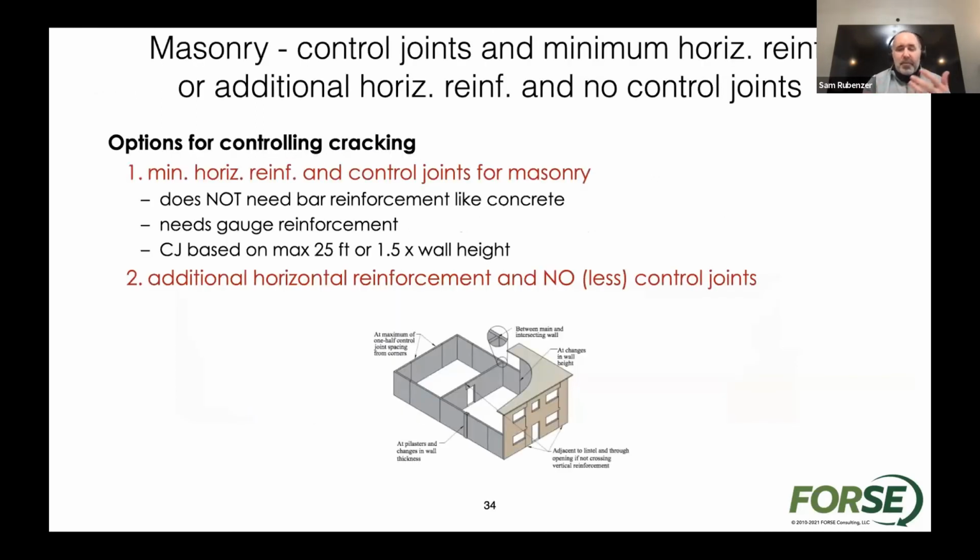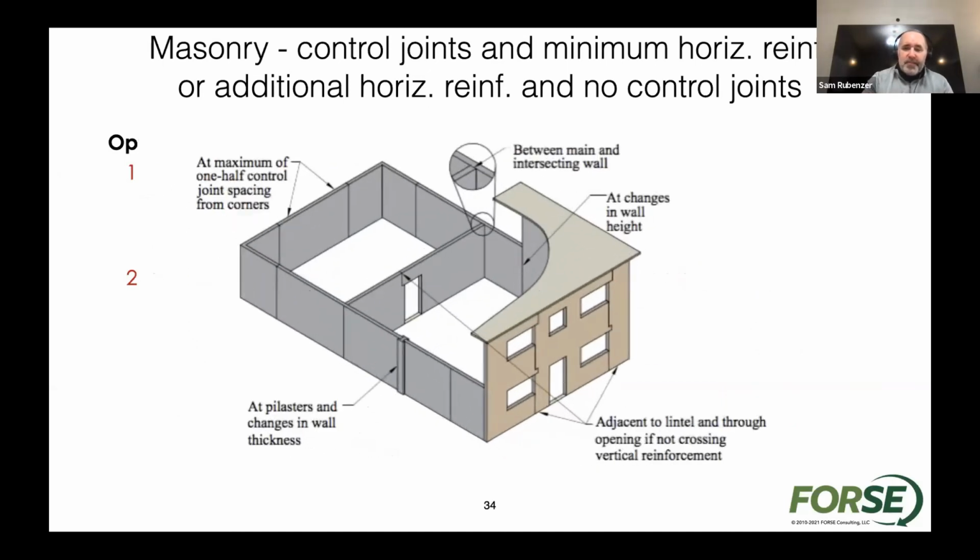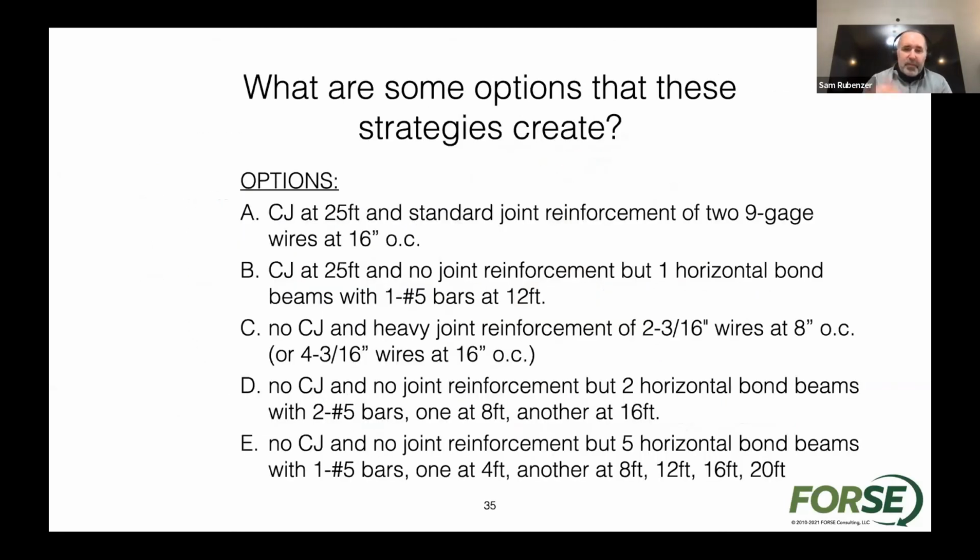Because we've looked at these couple different strategies where we have minimum reinforcement and control joints, or the second option where we have all the horizontal reinforcement that we need so we can eliminate control joints. So it really does create these different options. Option A is going to be control joints 25 feet on center, 2 9-gauge wires at 16 inches on center. That's one way we can build a wall, a pretty traditional way. Option B, we're going to be looking at a control joint 25 feet on center, no joint reinforcement, but one horizontal bond beam, one number 5 at 12 feet.